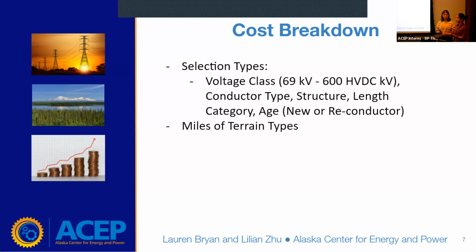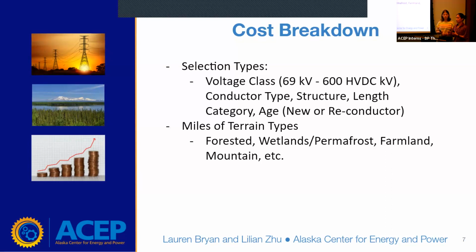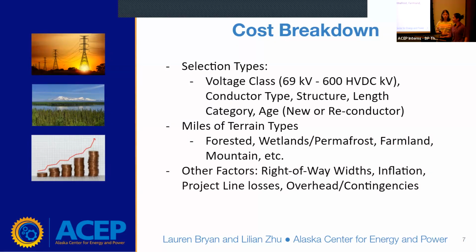So when we are building the transmission line, if we are building it over a mountain, it's going to cost significantly more than if we're going through something like a main road. And lastly, a lot of other things can incur costs to the overall estimation, which can include right-of-way widths, inflation, project line losses, and any overhead contingencies.